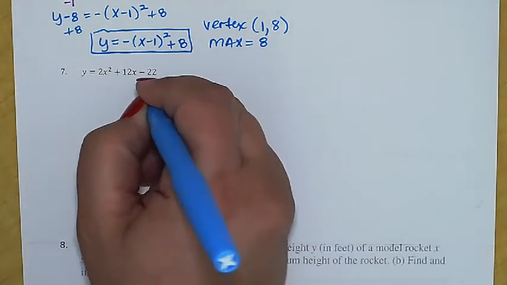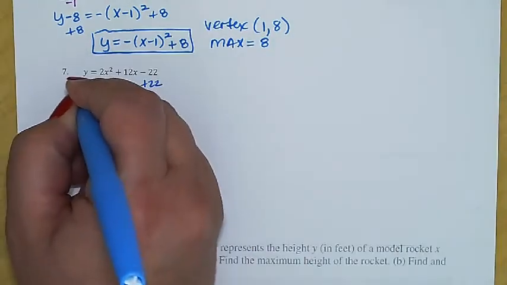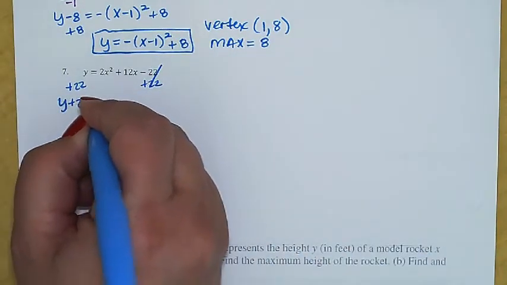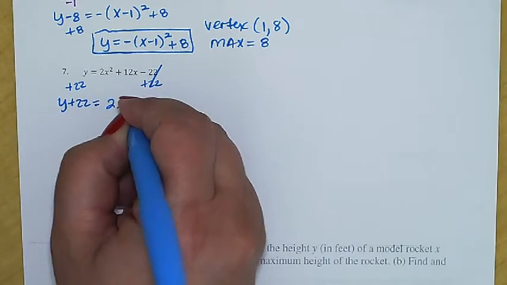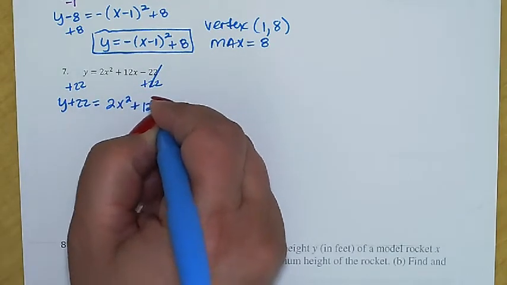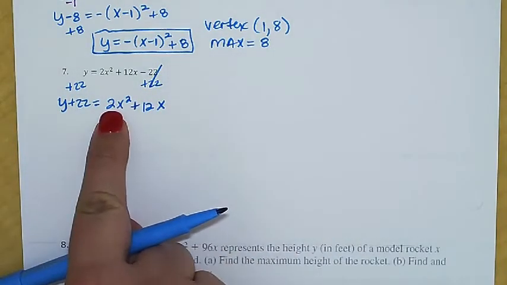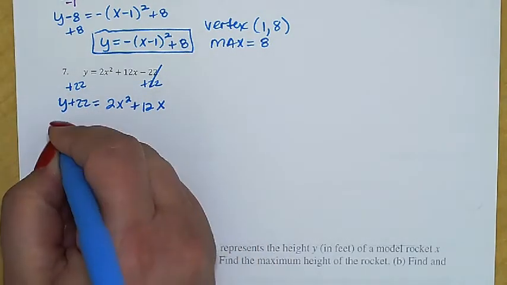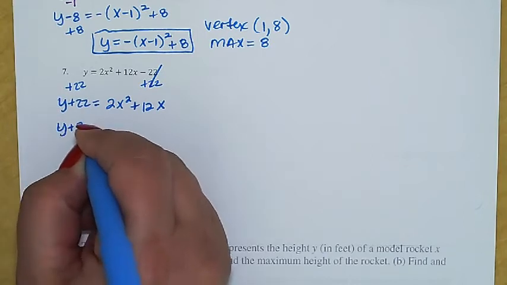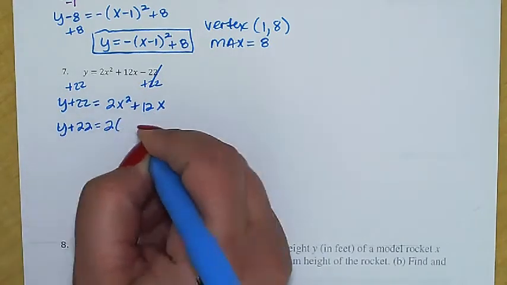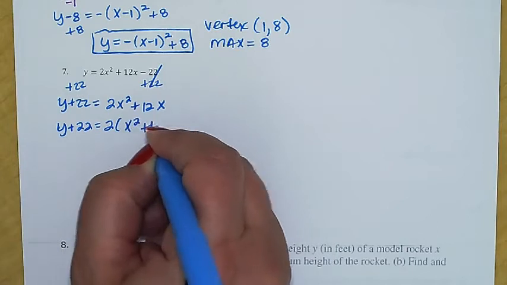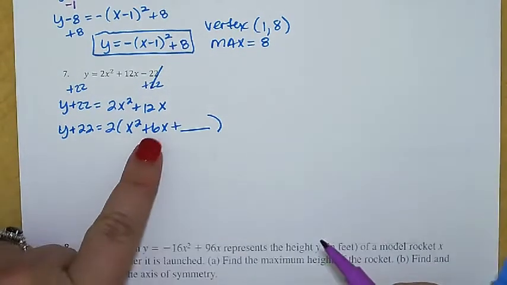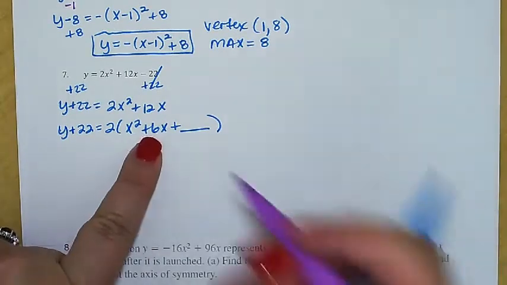Okay, so when you tried this one, hopefully you moved that 22 to the left. And we get y plus 22 is equal to 2x squared plus 12x. We don't want to have anything here, so we have to take care of factoring that 2 from that group before we start to complete the square. So I'll factor the 2, that leaves us with x squared plus 6x, and I'm ready to complete. So this is a 6 because I divided that 2 out, right?